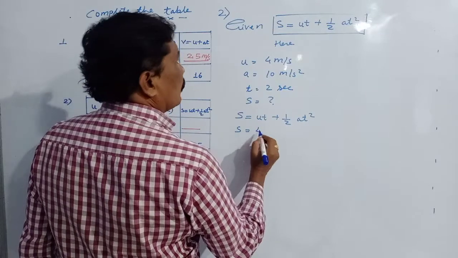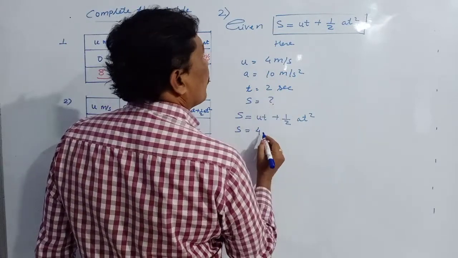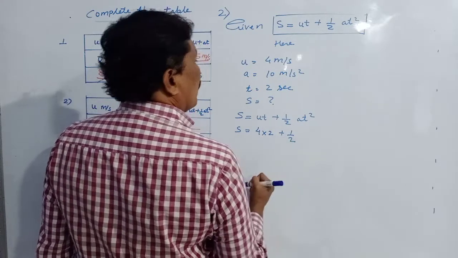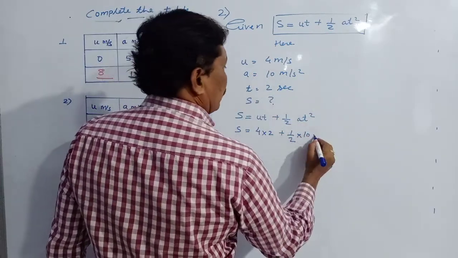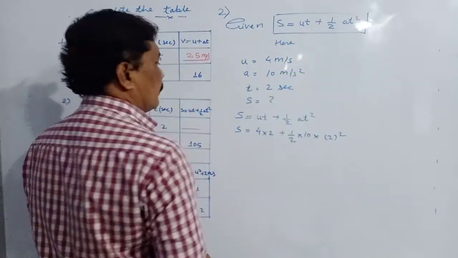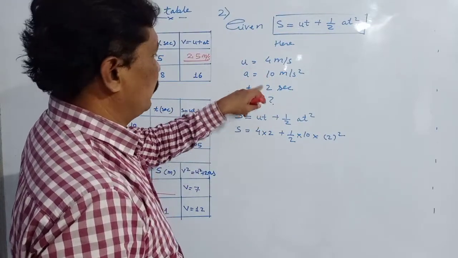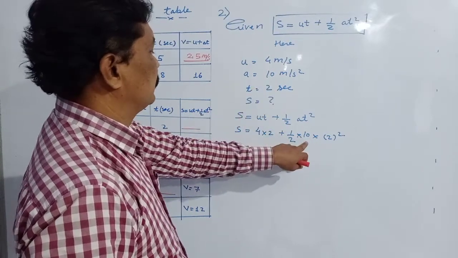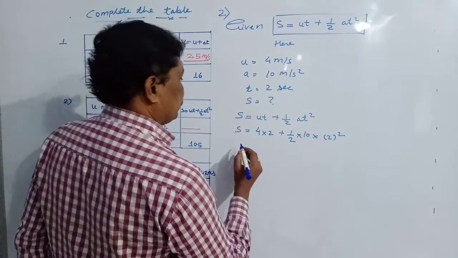U is 4, into T, plus half A, 10. T is what? 2. 2 square. U is 4. T is 2 plus half. A is 10. T is 2 square. Correct.